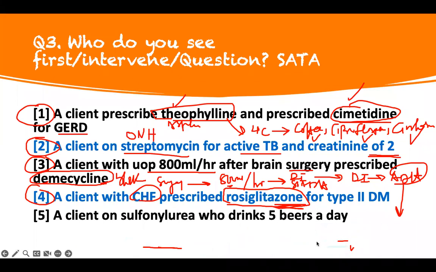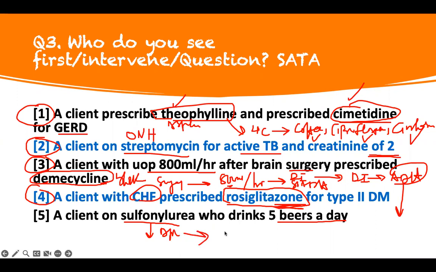Lastly, for this page, I think there's one more. A client on sulfonylurea who drinks 5 beers a day. What should you connect? Sulfonylurea and drinking 5 beers per day. This is a diabetic medication and it's a sulfur drug.